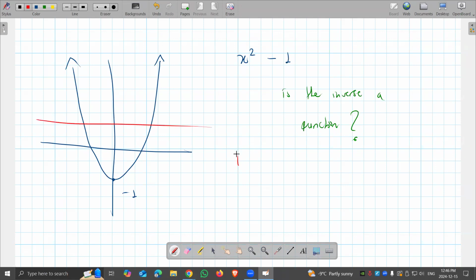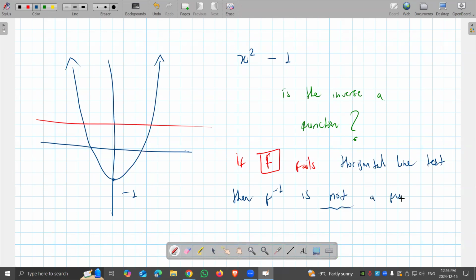If f fails, f is your primary function, fails not the vertical line test, the horizontal line test, then f inverse is not a function. So for this, is the inverse a function or no? Just by looking at the curve, by looking at the horizontal line test, it is not a function because the horizontal line test crosses it twice, okay? So it is not a function.